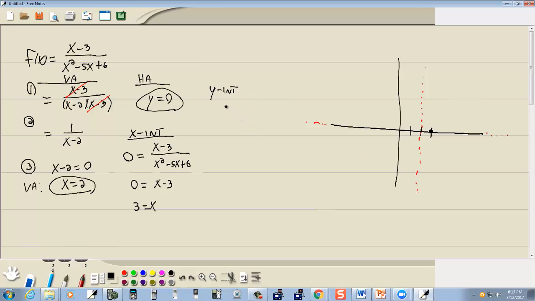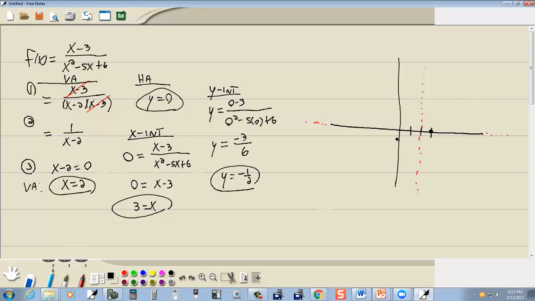Now our y-intercept. You plug 0 in for the other variable, so plug 0 in for x. So this is y equals 0 minus 3 over 0 squared minus 5 times 0 plus 6. That's negative 3 over 0 squared drops away, negative 5 times 0 drops away, and we've got 6. So that gives us y is equal to negative 1/2. Y is equal to negative 1/2 would be right here.